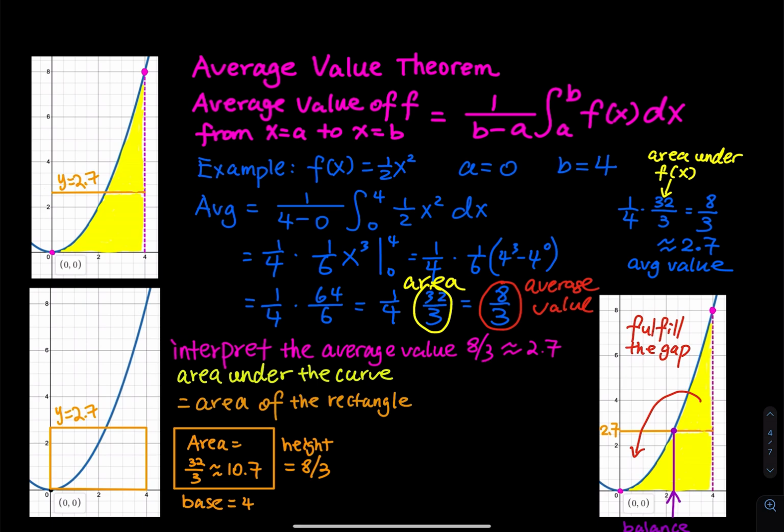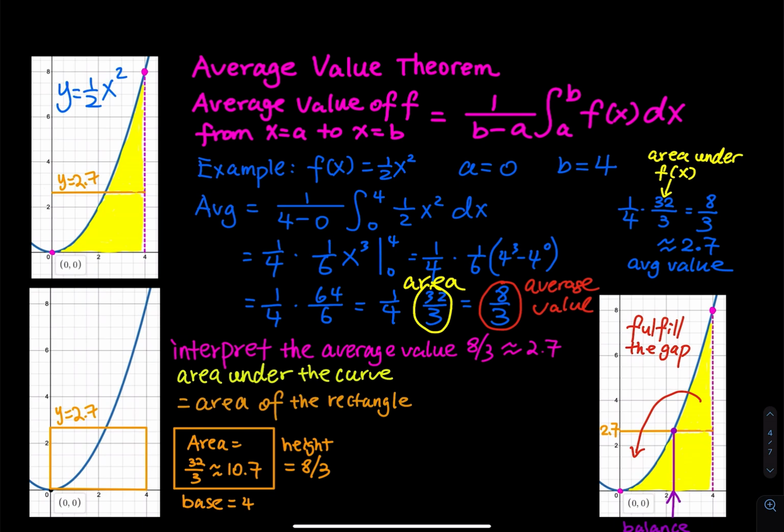So let's bring the graph down here. Do you see that there is a blue parabola? The blue parabola represents, so I should put it down at the very beginning, y equals 1/2 x squared. That is the function. That is what the parabola represents. And I found the area from 0 to 4. Do you see that there is a yellow region? What is the yellow region equal to? The yellow region is equal to 32 over 3. That is the area under the curve.